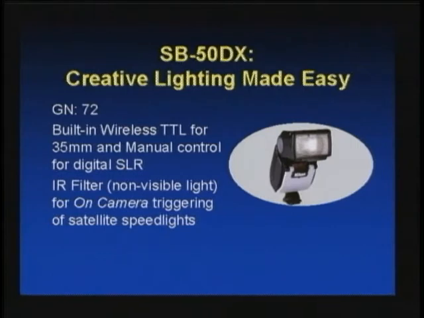The SB50DX has a fairly robust guide number of 72. It's about a stop difference in lighting between your SB28 or your SB28DX, giving you a nice lighting ratio of equal distance. It's got built-in wireless TTL if you're using a 35mm camera, and if you're using digital, you've got manual control as well. Another exciting aspect to the SB50DX is it comes with its own onboard IR infrared filter. It clips onto the front of the flash head itself, and it can now be used to trigger other satellite speedlights set up in a wireless situation that are completely off camera, and you will not have any illumination from the flash at the camera position.